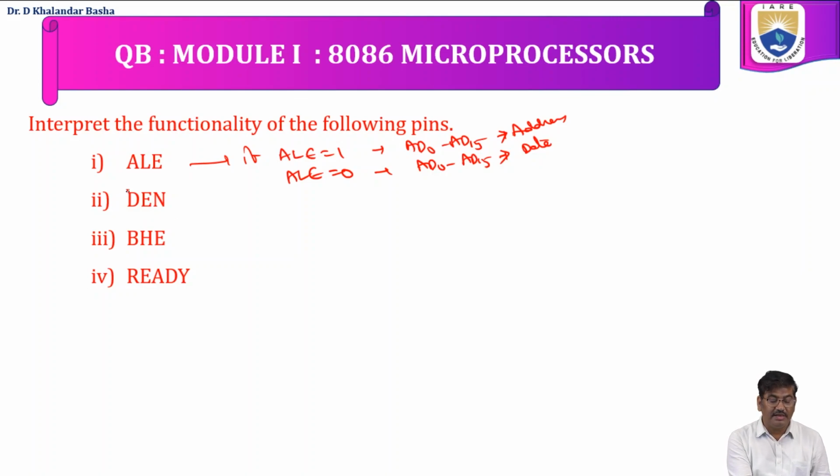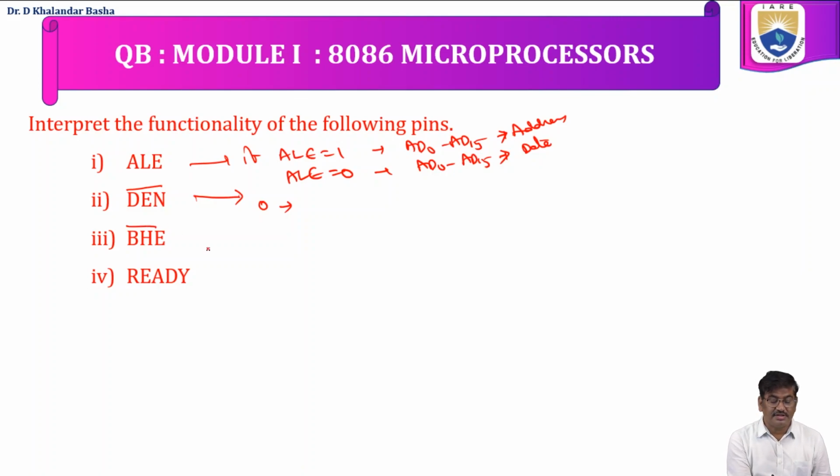Next, DEN bar, which is data enable, which is like a status signal. Whenever this DEN bar is equal to 0, it indicates the valid data is present on the data bus.